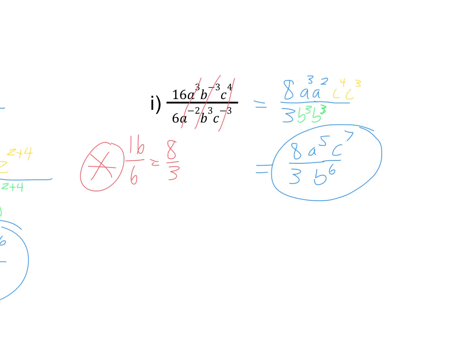All right, so I got my final answer to be in my numerator, 8 times a to the 5th times c to the 7th. And in my denominator, I had 3 times b to the 6th. The reason I have 8 and 3 is because I noticed 6 divided by 16, this fraction simplifies to 8/3. So that's where those numbers came from. And then I just followed my process with my variables and simplified there.